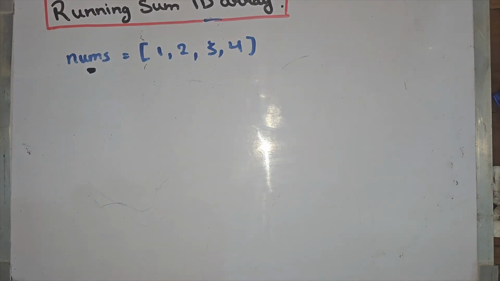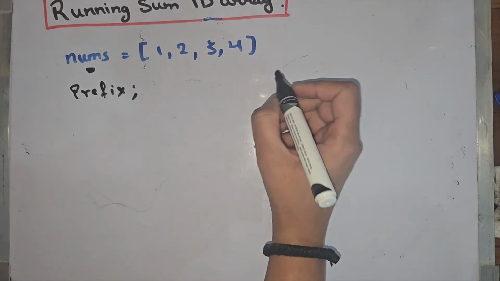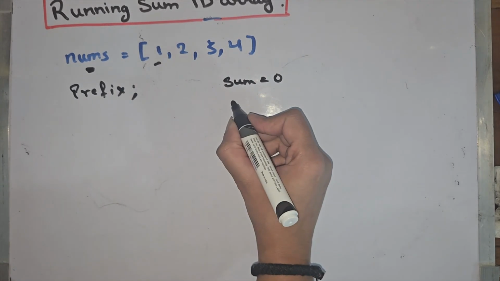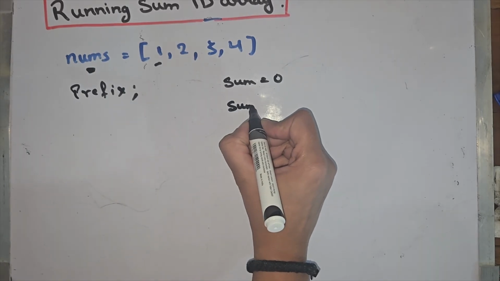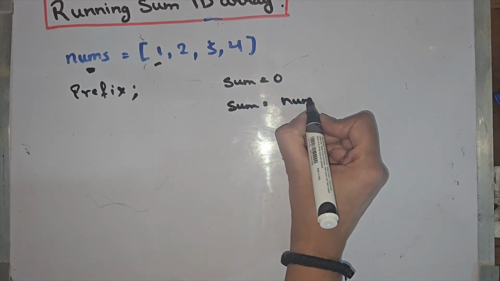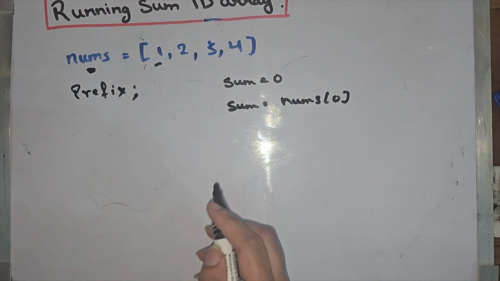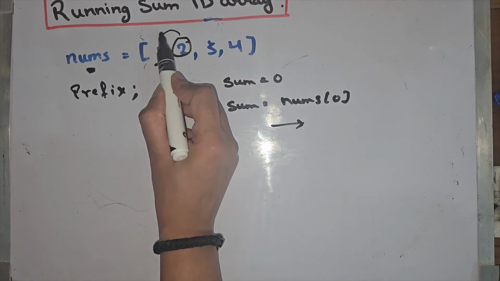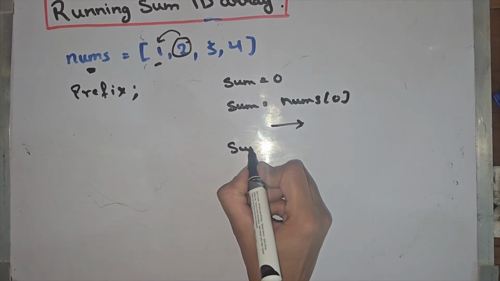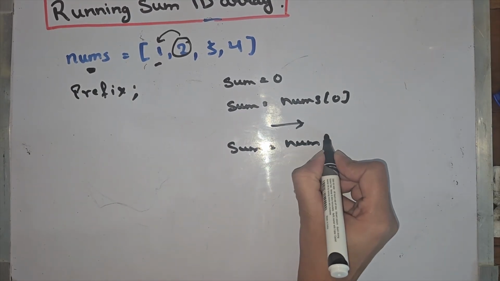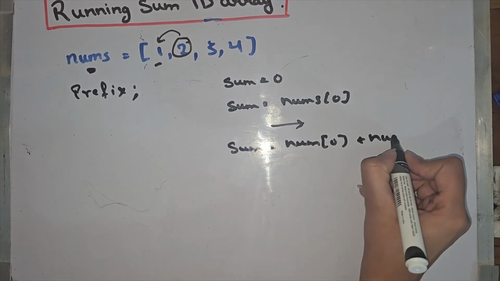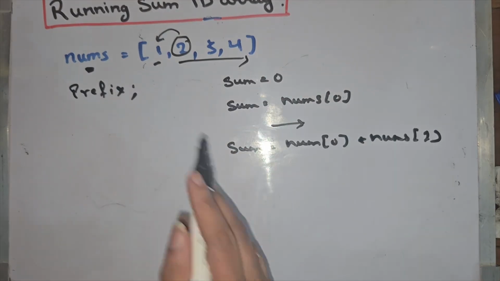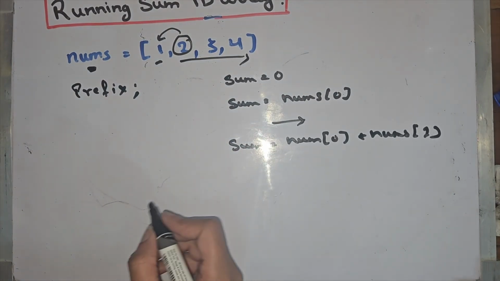So using prefix sum, initially we have sum equal to 0. We will add this element, so sum will become nums 0th element. Now we will run our loop forward and add next element to the previous sum. So sum will become 0th element plus first element. This way we will keep adding next element. So it's a very simple code.